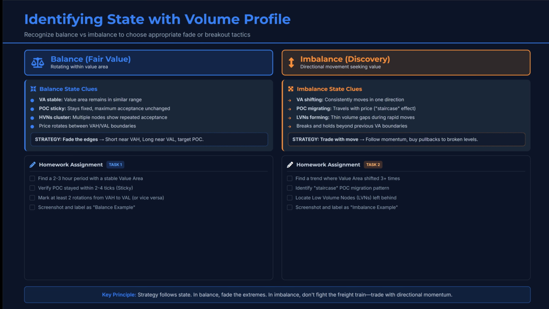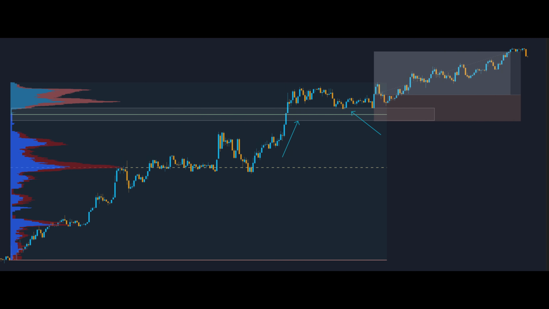It's the exact opposite of balance. Trade with the move. This is momentum and trend following. You're not fading the extremes. That's fighting the freight train, and you will get run over. Instead, you follow the directional momentum. You use pullbacks to broken levels as continuation entry opportunities.